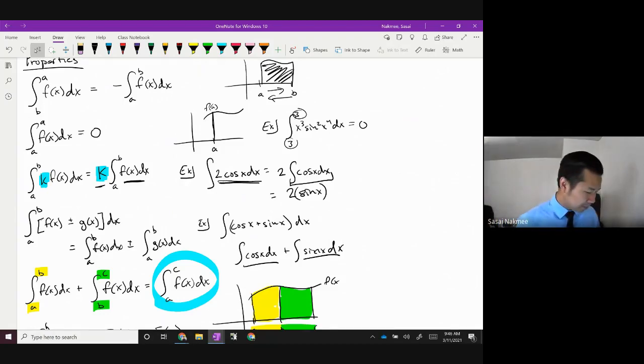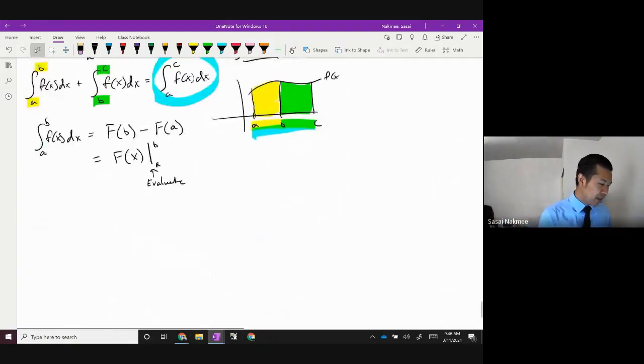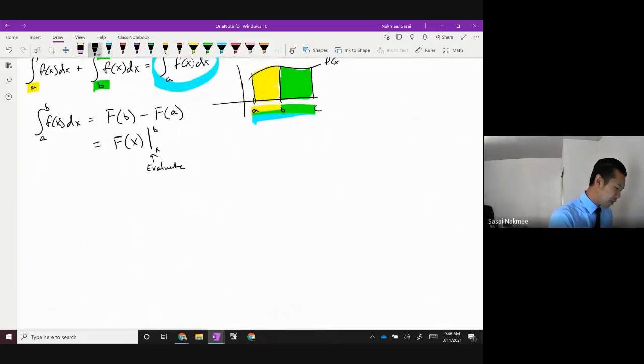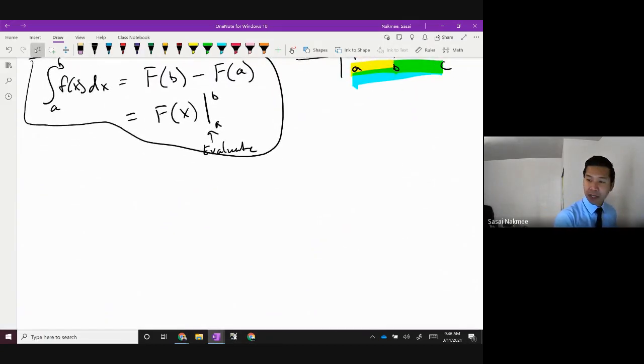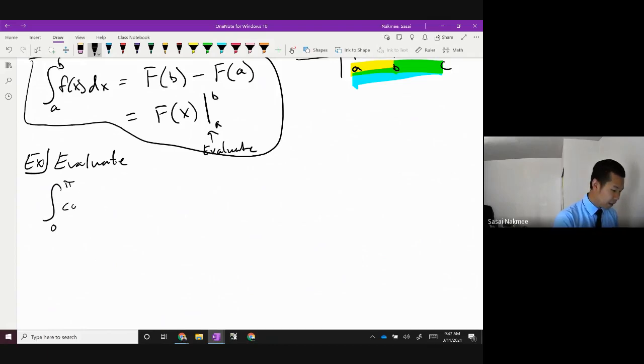All right, so this is the property we're going to be focused on for the next part of this lesson. Let me zoom in a little bit and show you an example. Let's say I was asked to evaluate the integral from 0 to pi of cosine x dx.